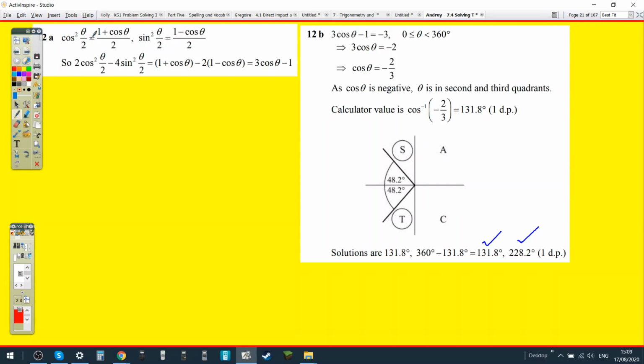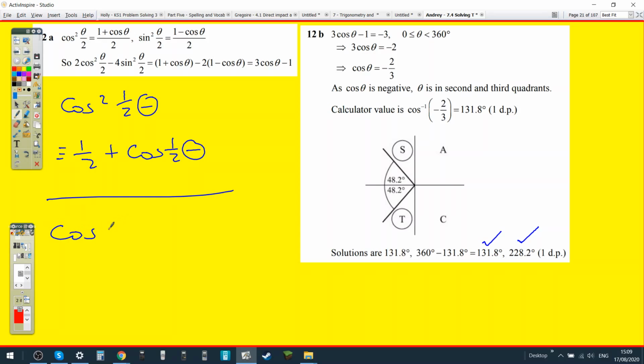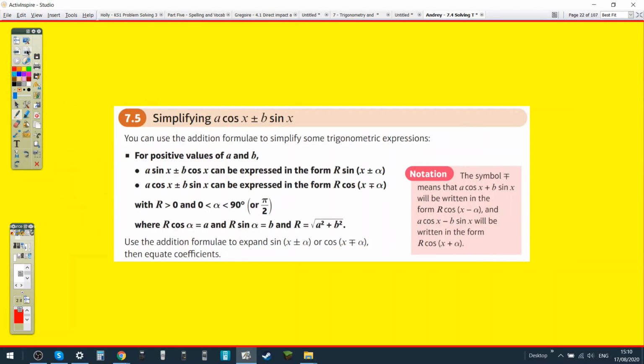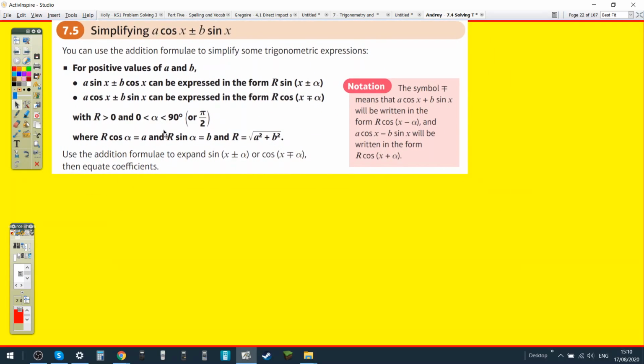Cos squared half theta is 1 plus... So cos squared of a half theta is the same as a half plus cos a half theta. Hold on. Maybe cos a half theta, the whole thing squared. Nope. Who knew? All right. Any questions about that? No. It's not what I thought it was. It was one weird question. I'm not worried. Okay, new thing.